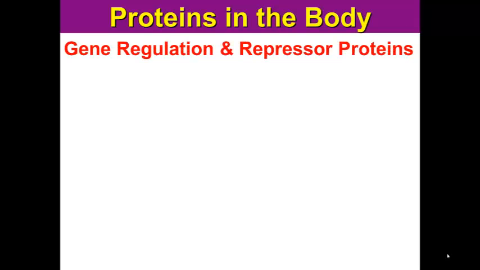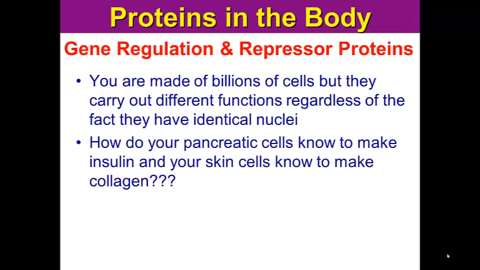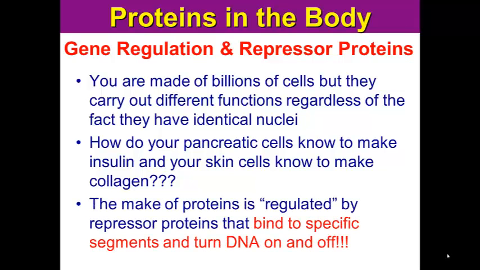There are also gene regulation and repressor proteins. You are made of billions of cells, but they carry out different functions, regardless of the fact that they have the same identical DNA in each one of their nuclei. How do your pancreatic cells know to make insulin and your skin cells know to make collagen? They are regulated by specific repressor proteins that bind to DNA segments and turn DNA on and off.